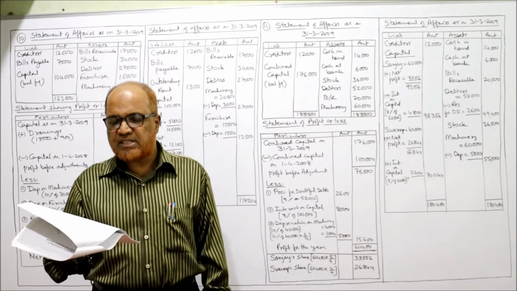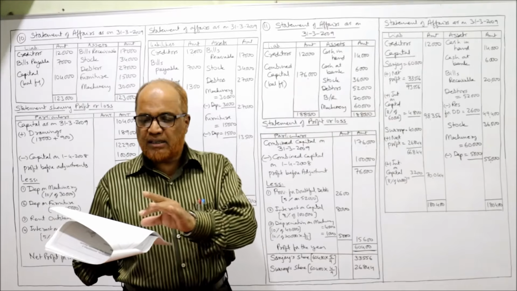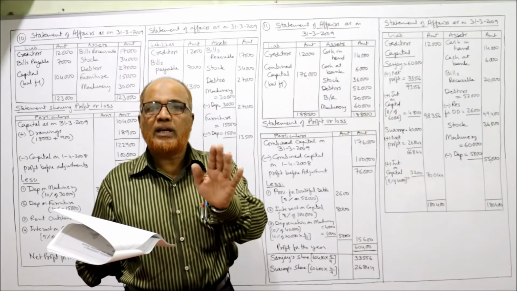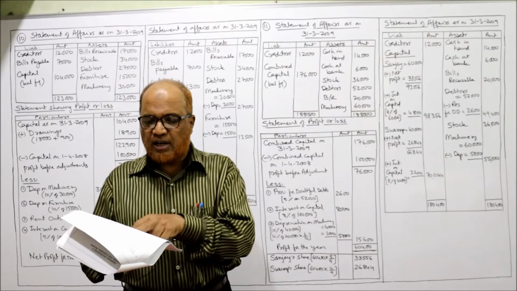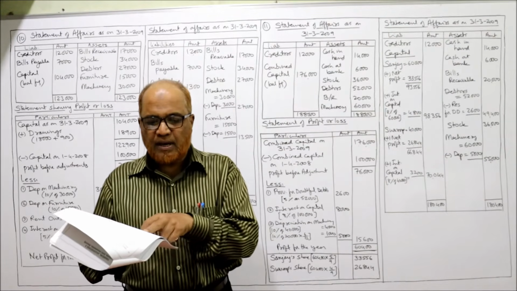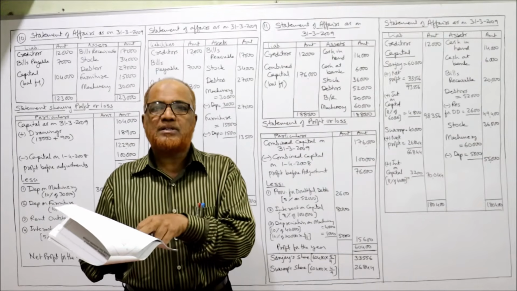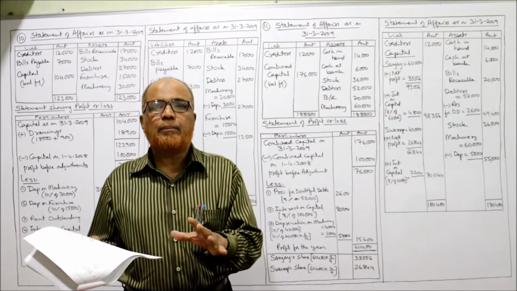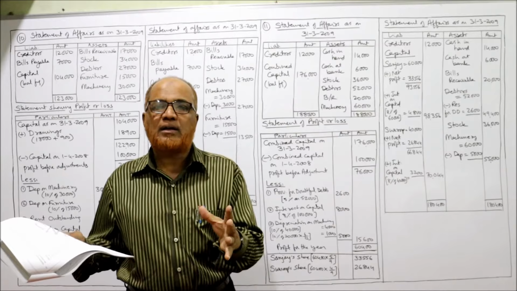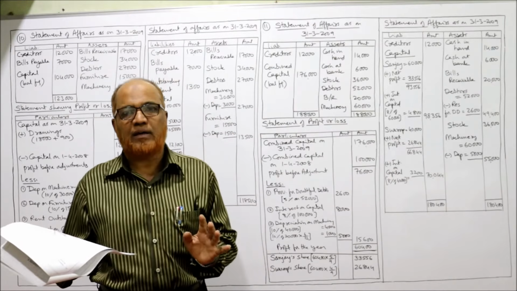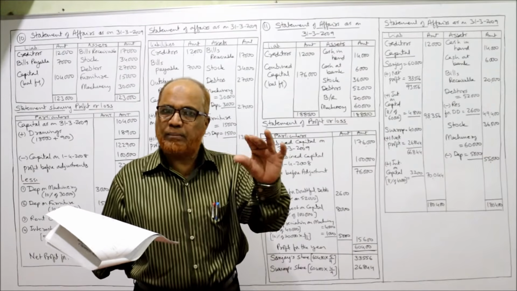Their position on 1st April 2008 was as follows. At the beginning of the year, the statement of affairs is given. No need to make the statement of affairs at the beginning of the year. Machinery, debtors, stock, bills receivable, cash in hand. Liability side, capital. Sanjay capital 60,000, Swarup capital 40,000. The combined capital of partners is 1 lakh rupees at the beginning of the year. Then sundry creditors, bank overdraft. These are the liabilities. The opening balance sheet is given.